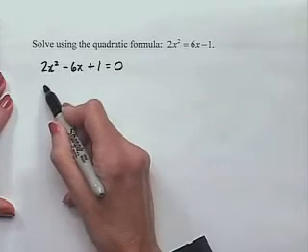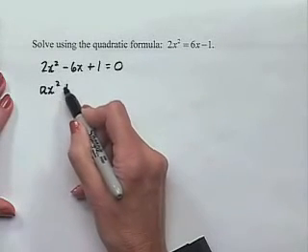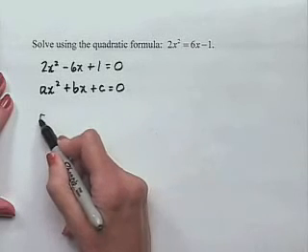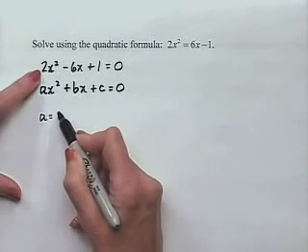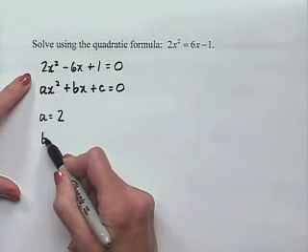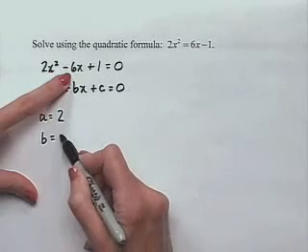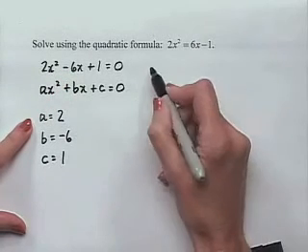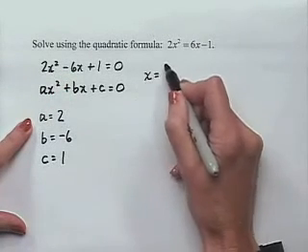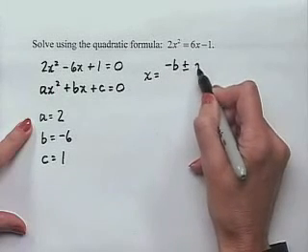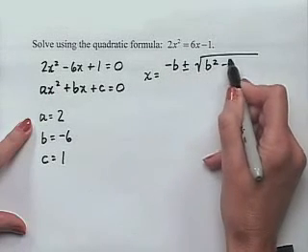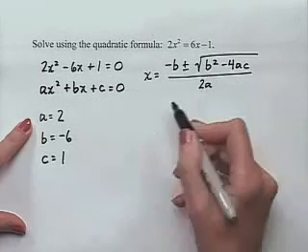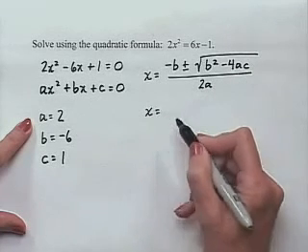We need to have the quadratic equation in the format ax squared plus bx plus c in order to use the formula. We'll identify our a value equal to the coefficient of x squared, which is 2. Our b value equals the coefficient of x, which is negative 6. And our c value equals the constant, which is 1. The formula, which you should have memorized, is x equals negative b plus or minus the square root of b squared minus 4 times a times c, divided by 2 times a. Now we'll substitute into the formula.